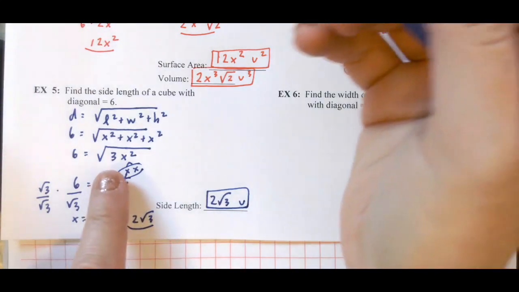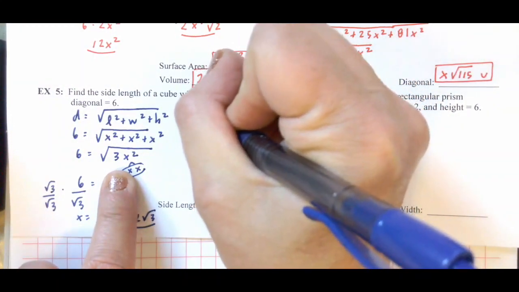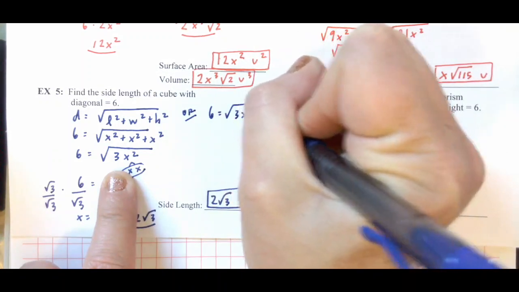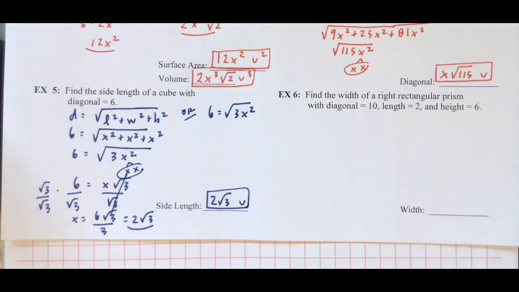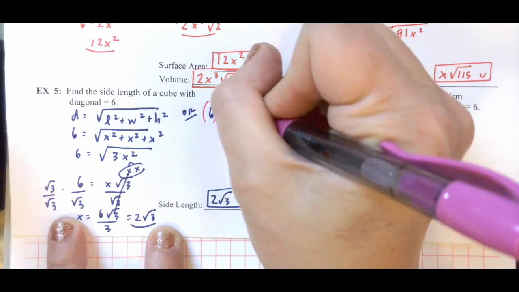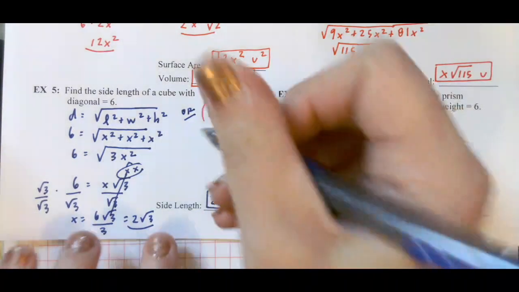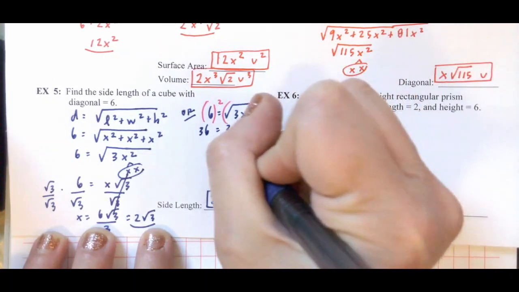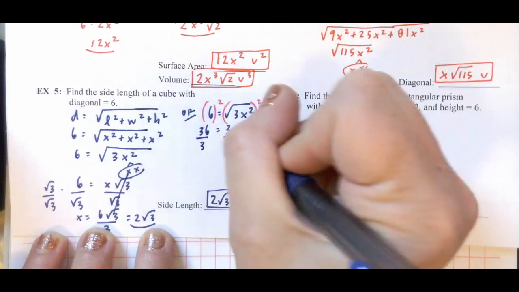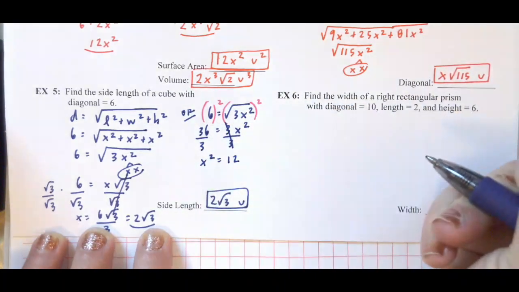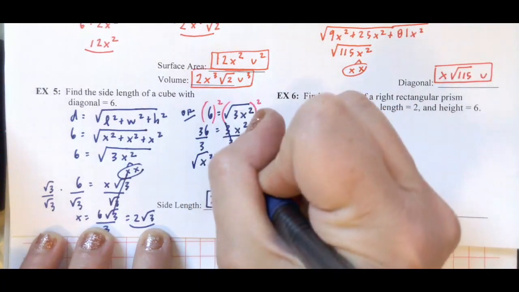Let's say that I go back to this stage. I'll say 6 equals the square root of 3x squared. So at this stage, since my root is isolated, I could have squared both sides. So now I'm at 36 equals 3x squared. Divide by 3. X squared equals 12. And then solve by taking the square root here.